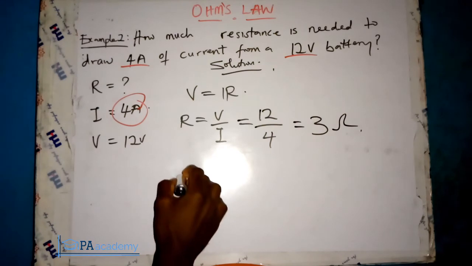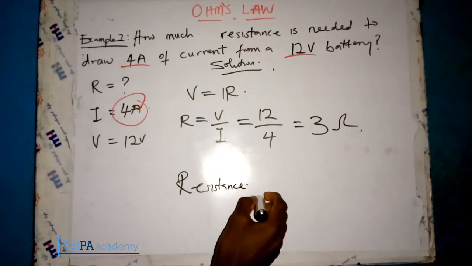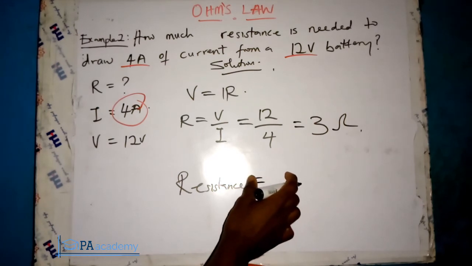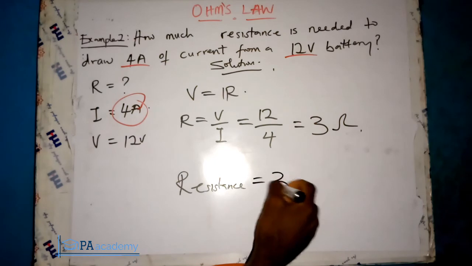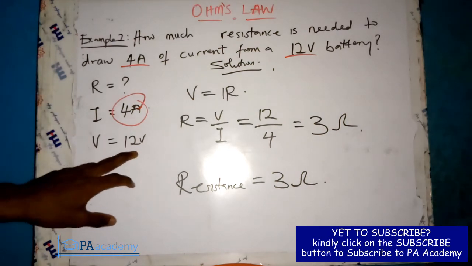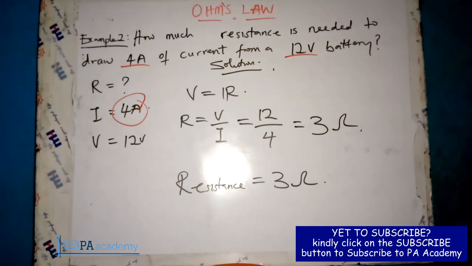So the resistance needed, of the resistor, will be 3 ohms. So if you have a 3 ohm resistor connected across a circuit with a 12 volt battery, we will be able to draw a current of 4 amperes.